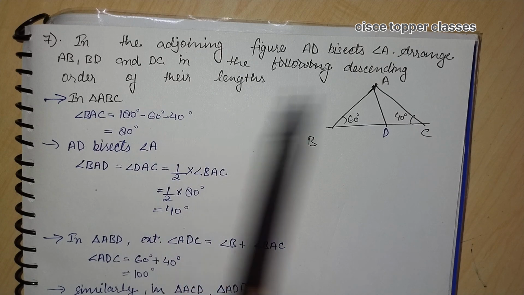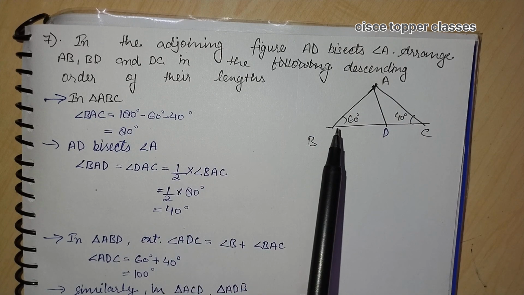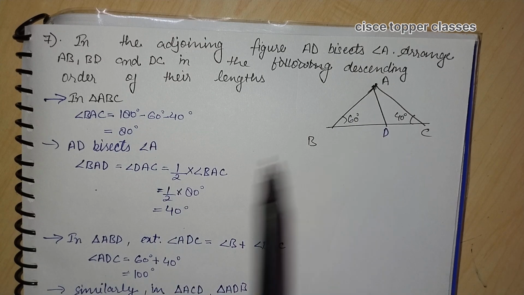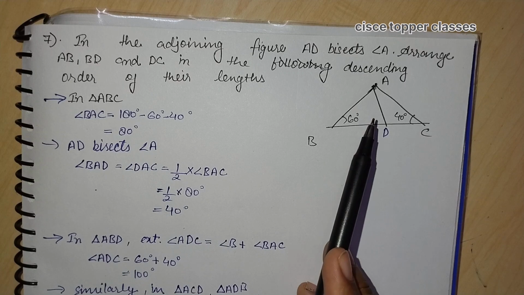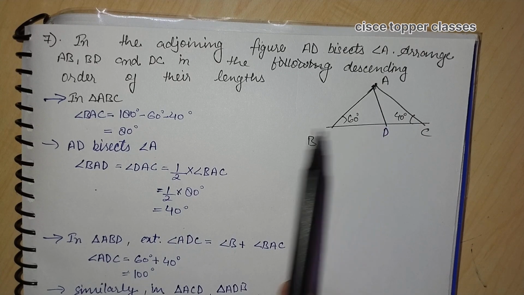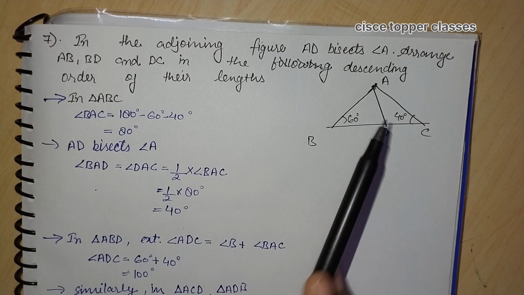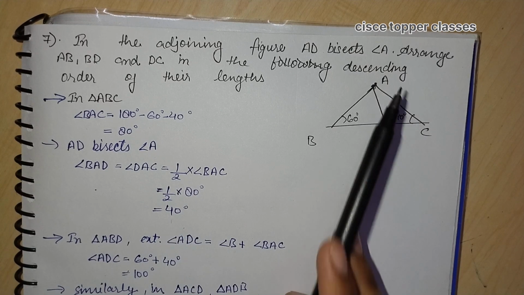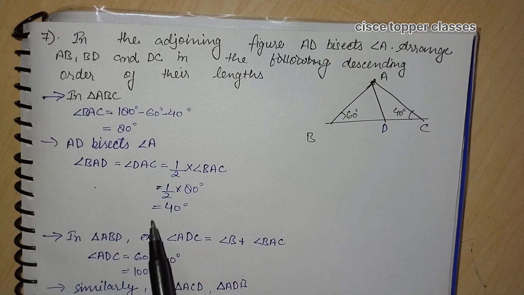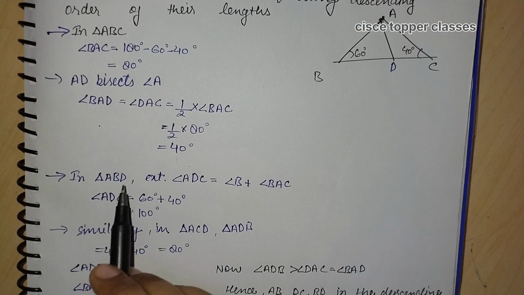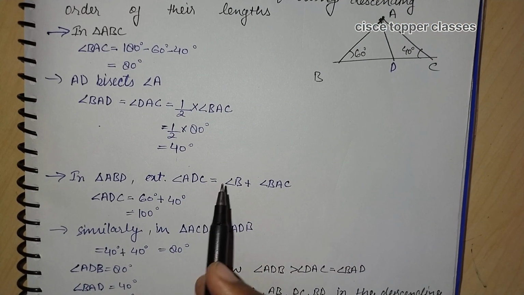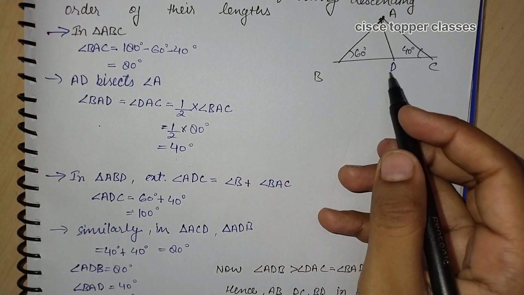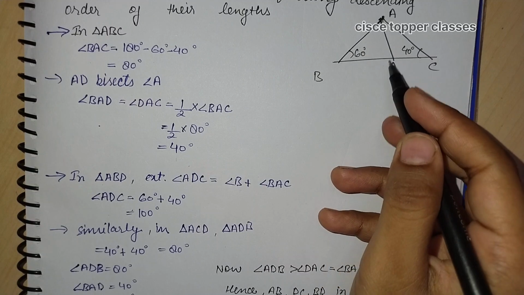So here in triangle ABC, we can simply find angle BAC as 180 degrees minus 60 degrees minus 40 degrees. So we will get 80 degrees here. Now it is given that AD bisects angle A. So on bisecting, we can simply write half of BAC, which will be 40 degrees, as BAD is equal to DAC. So it will be 40 degrees. And in triangle ABD, we can find the exterior angle ADC by adding ABD and DAB.